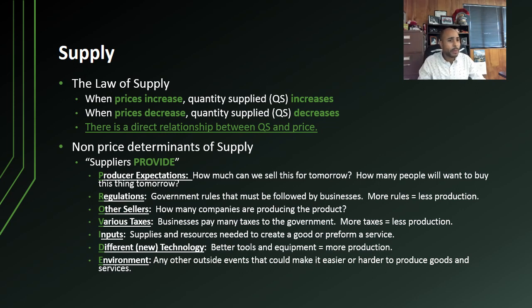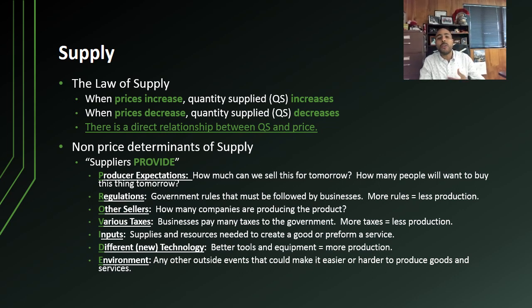Okay, pretty simple. Various taxes. That means that businesses have to pay all kinds of taxes. If the government increases taxes on businesses, they can't use that money to produce things, and therefore supply will fall. But if the government cuts taxes, the businesses can use more of their money to produce, and so therefore supply would increase. Now next up, inputs.